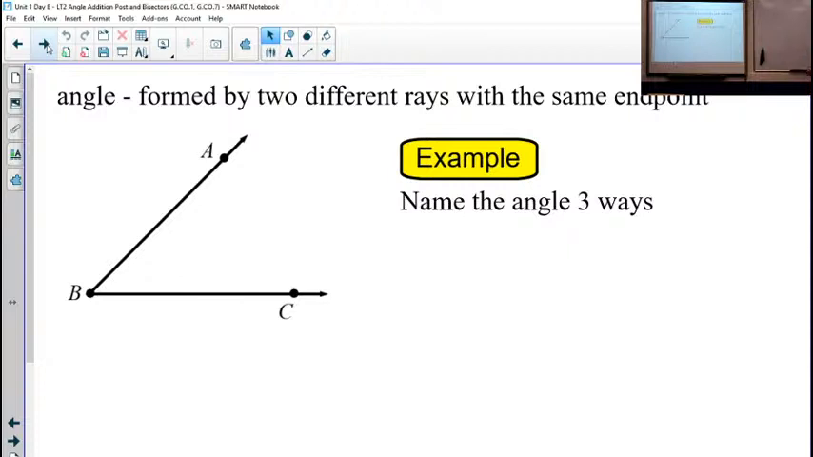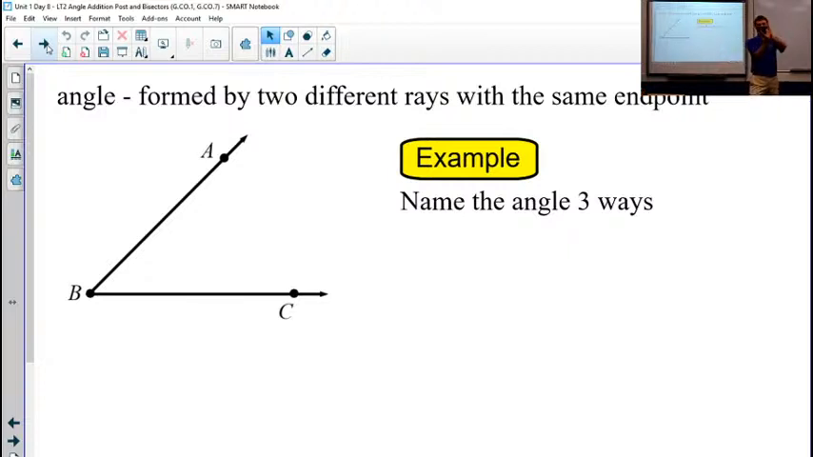An angle is formed by two different rays with the same endpoint. Remember, rays have a starting point and then go off forever in a direction. So if I have two different rays that are coming out from the same point and then going off in different directions, they form what's called an angle. And what the angle basically measures is how far apart in direction the rays go.